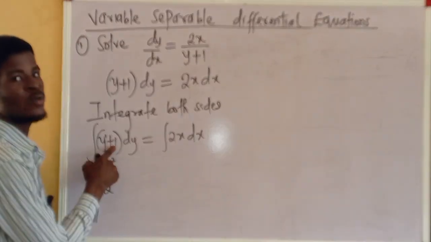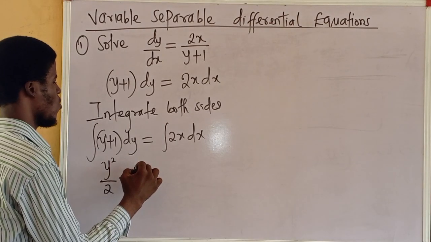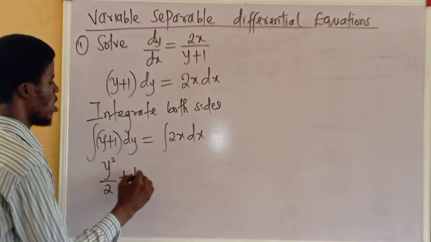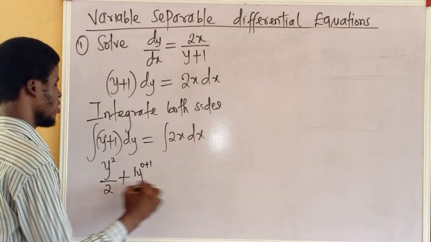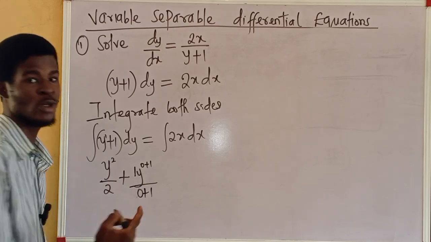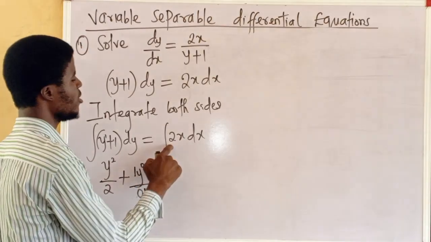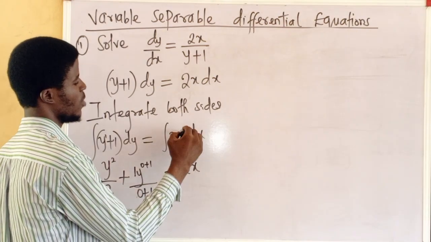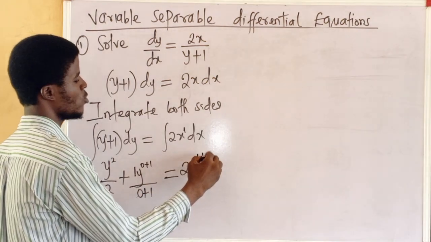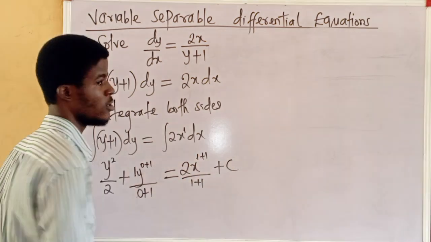Then if we integrate 1 dy, we obtain 1 times y to the power of 0 plus 1 all over 0 plus 1. I'm just going through the steps. Okay, so this is it now. The integral of 2x dx is 2 times x to the power of 1 plus 1 all over 1 plus 1, plus c.